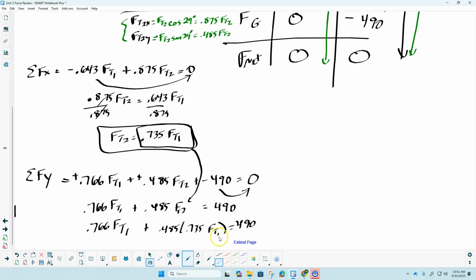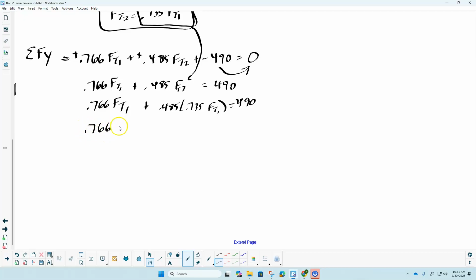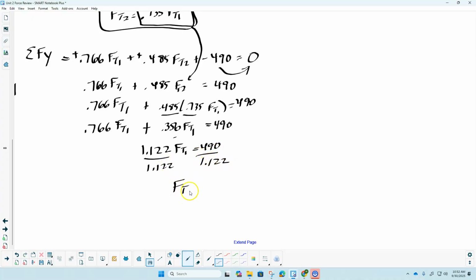Then I can do algebra and solve for FT1. So 0.766 FT1 plus 0.485 times 0.735 is, I'm going to check that again on my calculator because I can't read my handwriting sometimes. So 0.485 times 0.735 is 0.356. That's what I think I see, but I just wanted to make sure. And that's FT1 equals 490. If I add those together, it's the same variable, so I get 1.122 FT1 equals 490. Then you divide through by 1.122, and you get the force of tension in the first rope is 436.7 newtons.